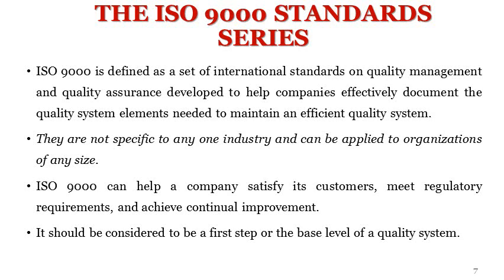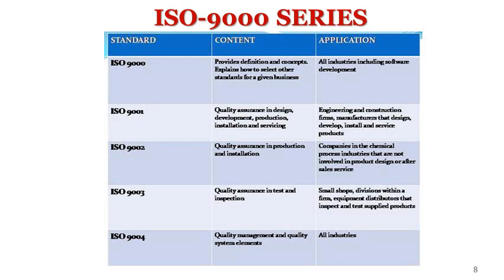So the major objective of ISO is to improve a proper quality system. That's a thing we need to know. Regarding the different ISO 9000 series, I suggest you study at least one or two. What is ISO 9000? What is ISO 9001? What is the content and what is the application?